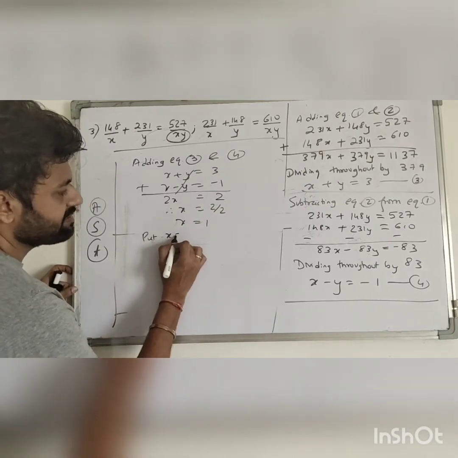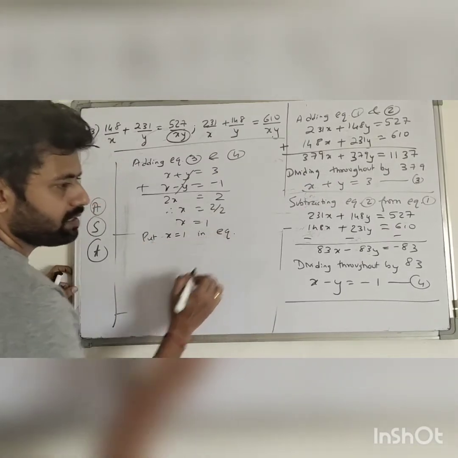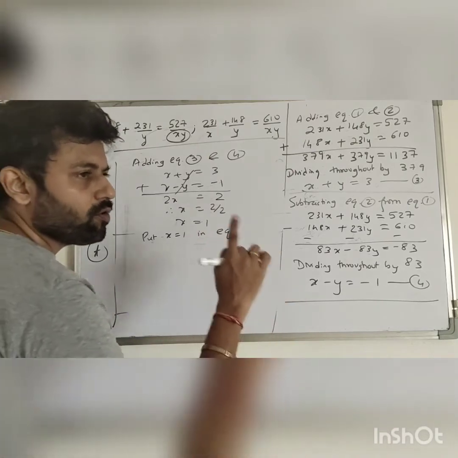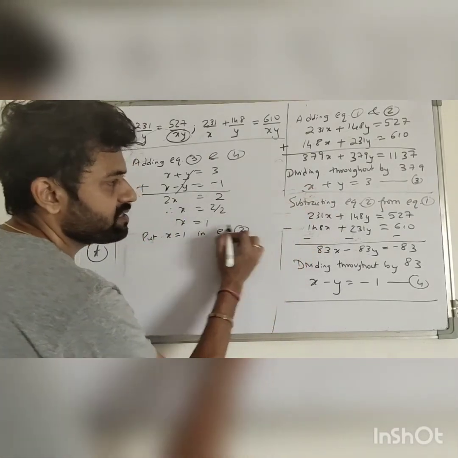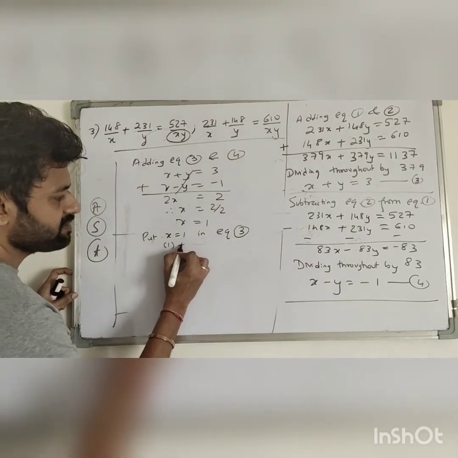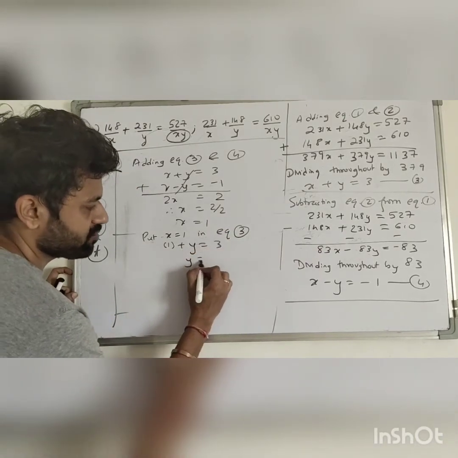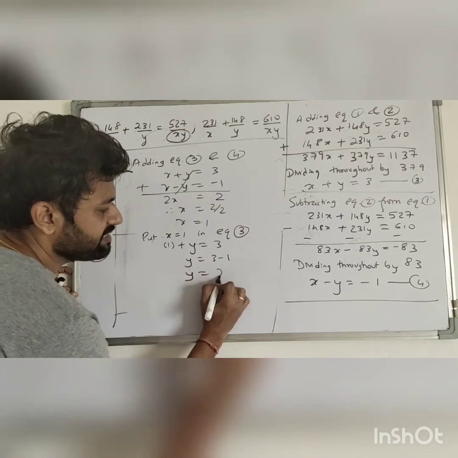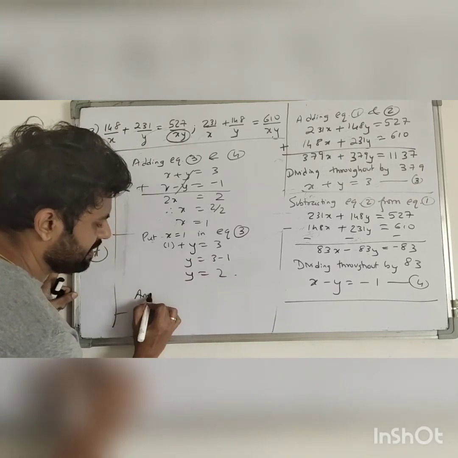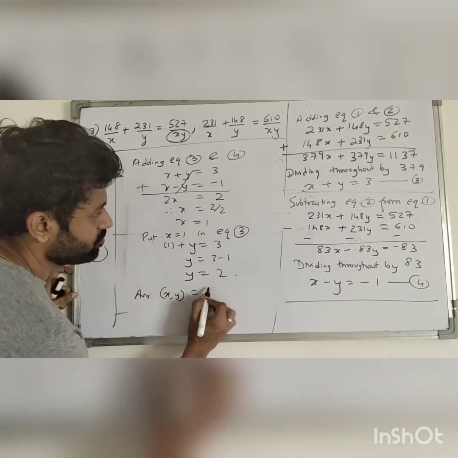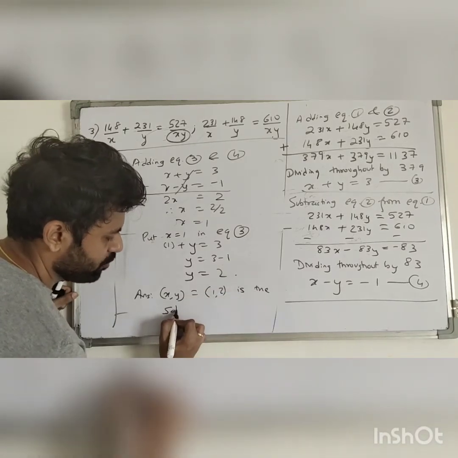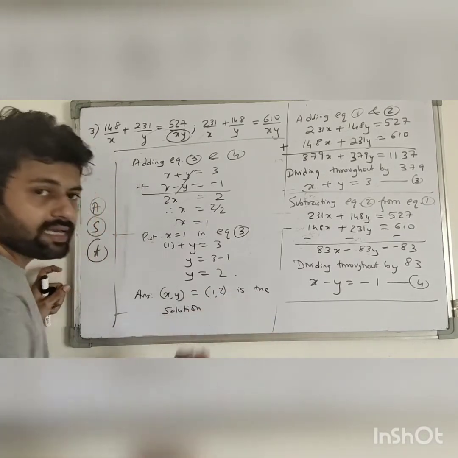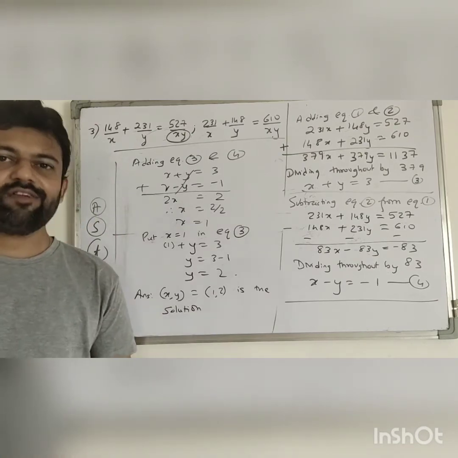Put x is equal to 1 in equation number 3. Even you will find equation 3 very simple. x plus y is equal to 3. y is equal to 3 minus 1. And y is equal to 2. Answer: x comma y is equal to 1 comma 2 is the solution of the given equations. You can write it further if you want.